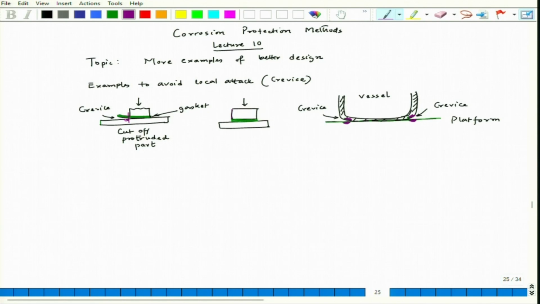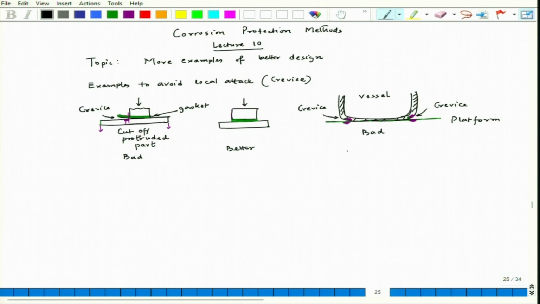In fact, this can go downwards, and if this is under load, let us say bending load, then there could be a possibility of failure from that point. So, the previous case was better design. So, this is bad, this is better. This is also bad because you have generated two crevices.